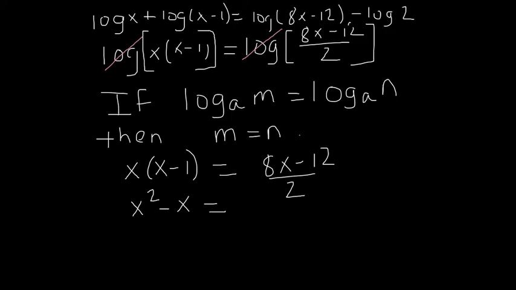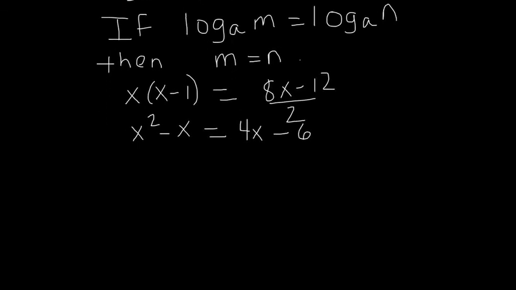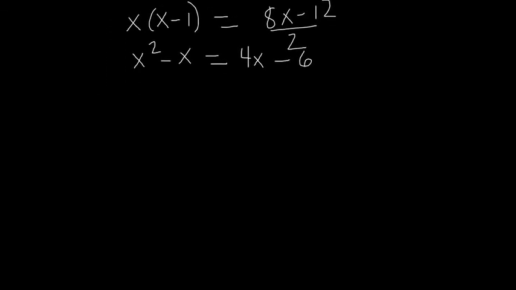That denominator 2 is under both the 8x, which now is 4x, and it's also underneath the 12, so that's minus 6. Now let's put all the like terms together. We'll put that on the left-hand side. x squared minus 5x plus 6 equals 0.